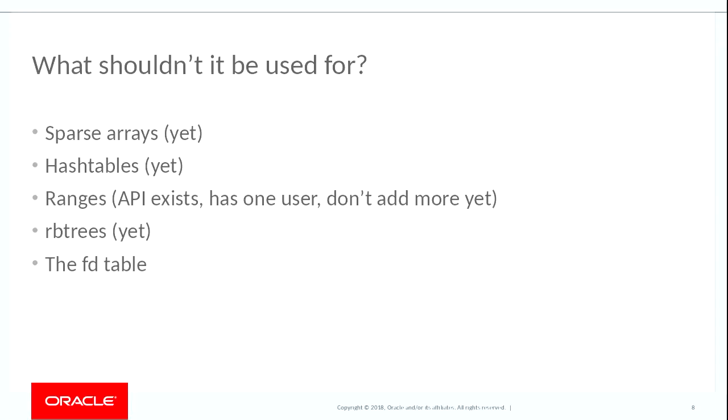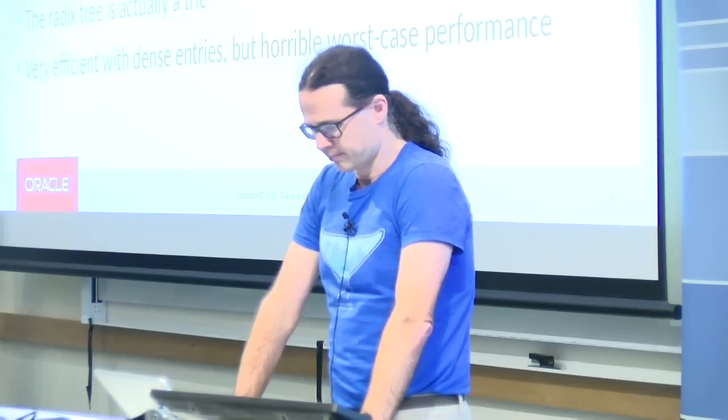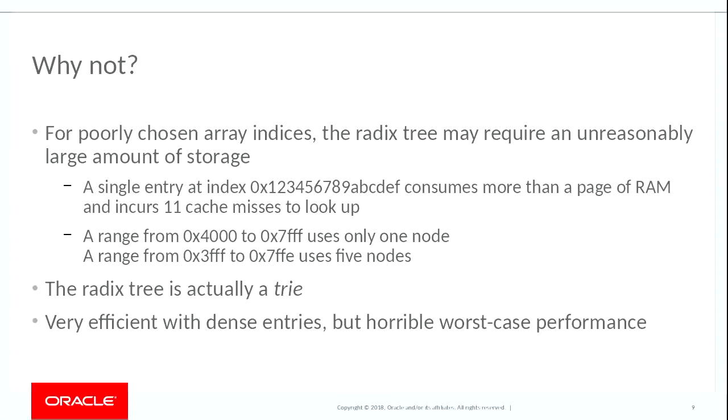We have a number of users in the kernel of red black trees. Don't try and use the XArray instead of an rbtree yet, unless you're very certain that it will work well. And the file descriptor table, for reasons that I will hopefully have time to get into later. Okay, so why not? What goes wrong if somebody else is choosing your array indices for you in order to cause maximum damage? The Radix tree data structure that the XArray currently uses as its back end really does not handle it well.